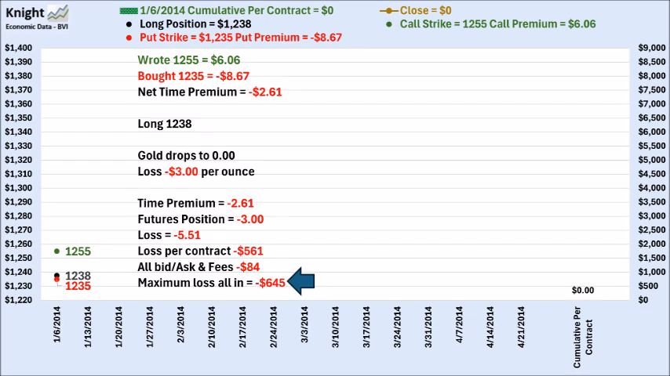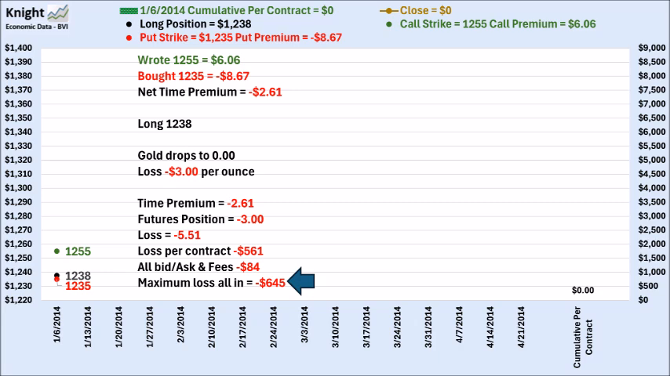leaves a net profit on the week of $1,355. And this $1,355 net was done on a position that had a maximum net risk of $645, with no chance of being stopped out or subjecting you to a margin call.